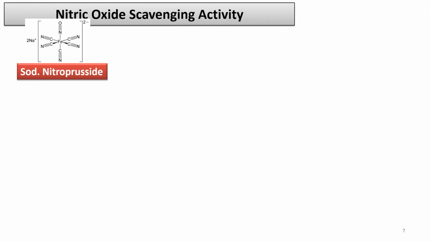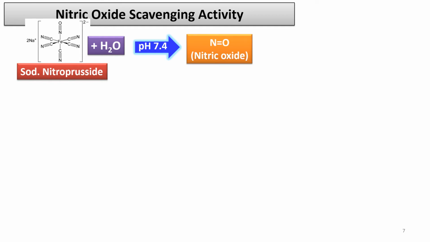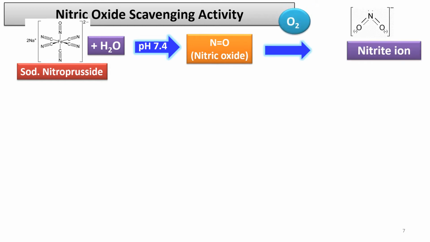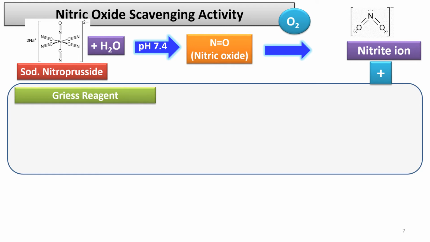Now we'll see into the details about the principle of this reaction. Suppose this is sodium nitroprusside solution or powder, which is mixed with water to form a solution at a pH of 7.4. Upon formation of the solution, it gives out nitric oxide. This nitric oxide comes in contact with oxygen and gets converted to nitrite ions. Nitrite ions, as we have seen, are able to react with the Griess reagent.